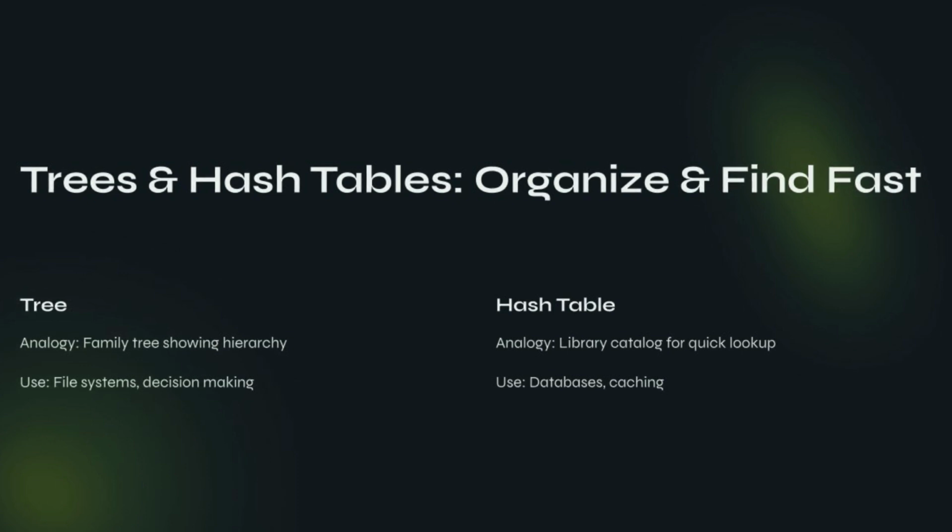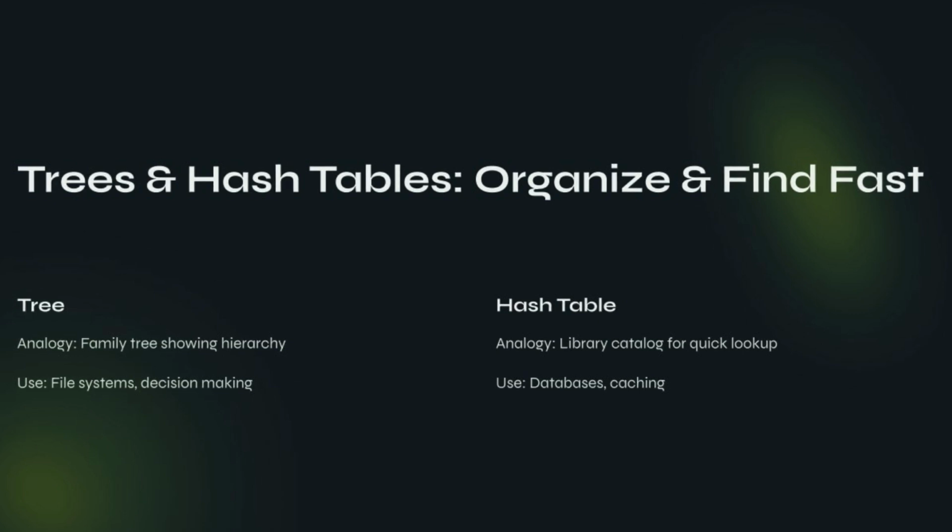Why so fast? Because hash tables aim for constant time complexity: near instant lookup no matter how much data you have. But how? The hash function spreads data evenly across buckets. Collisions, two keys hashing to the same slot, are rare but handled gracefully.